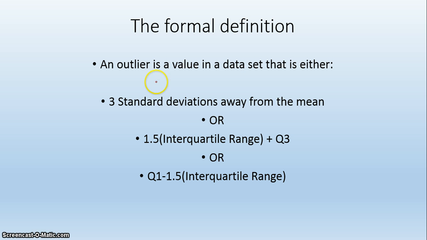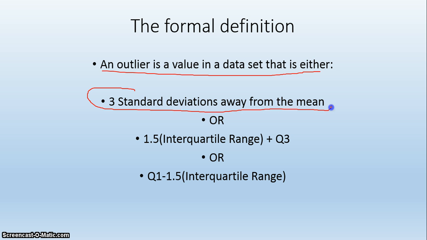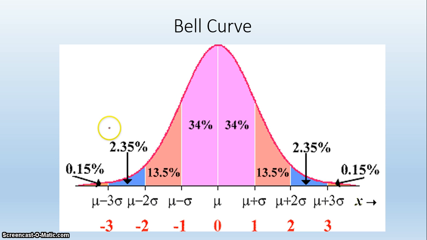An outlier is a value in a dataset that is, and I just want you to focus on this definition here, 3 standard deviations away from the mean. That means it can be 3 standard deviations above the mean or 3 standard deviations below the mean. But essentially, it's just a data value that is very, very far away from the mean. Alright, so let me show you what that means.